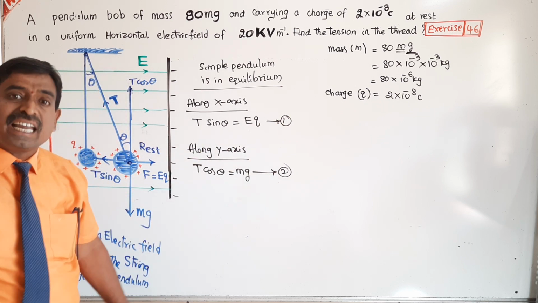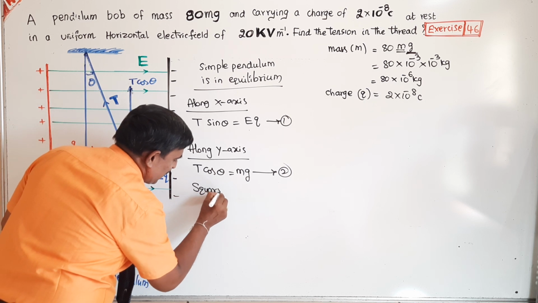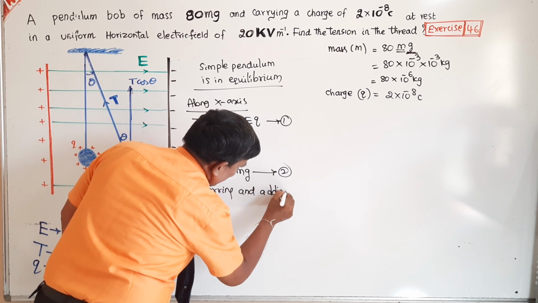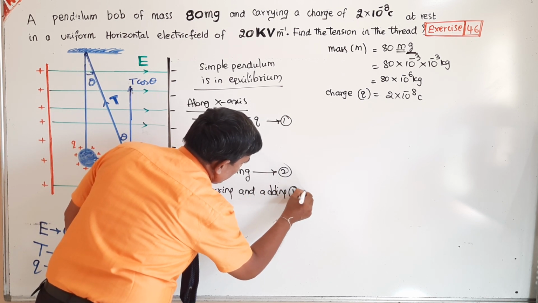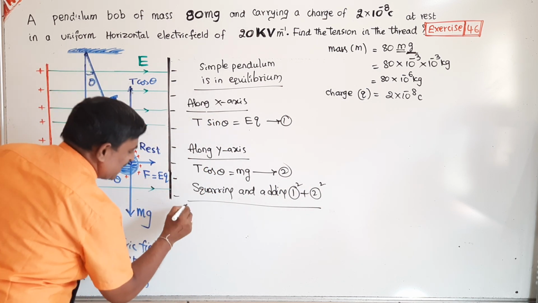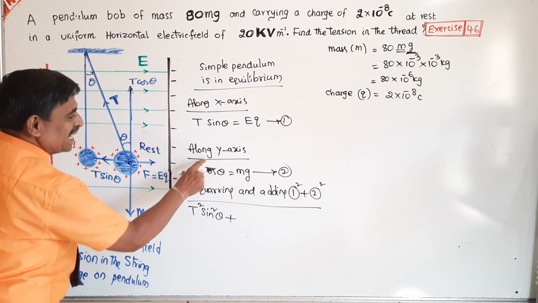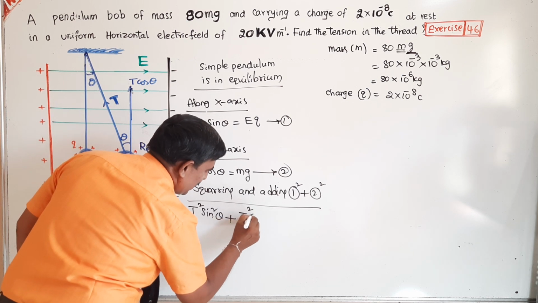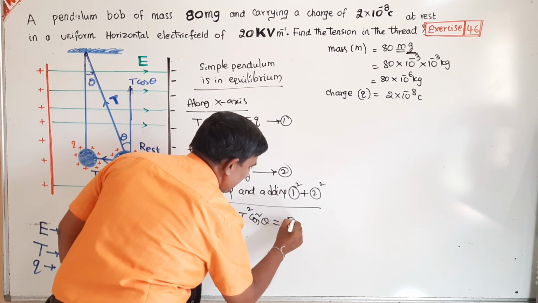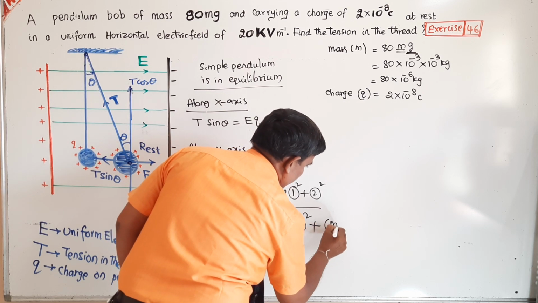Squaring and adding equation 1 and equation 2. T square sin square theta plus T square cos square theta is equal to EQ whole square plus mg whole square.